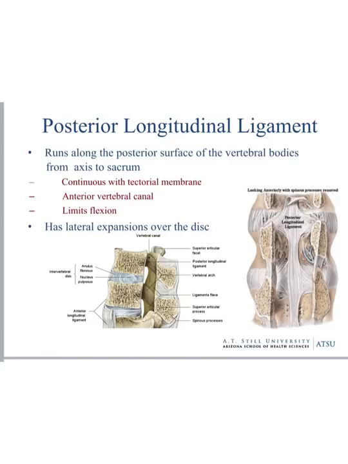The posterior longitudinal ligament is the opposite of the anterior longitudinal ligament, as it runs on the posterior aspect of the intervertebral disc and vertebral bodies. Unlike the anterior longitudinal ligament, it helps limit flexion, and it covers the anterior vertebral canal. Now notice that it has these lateral expansions near the area of the intervertebral disc. These will become clinically relevant for us, so keep this in mind as you come into lecture on Monday.